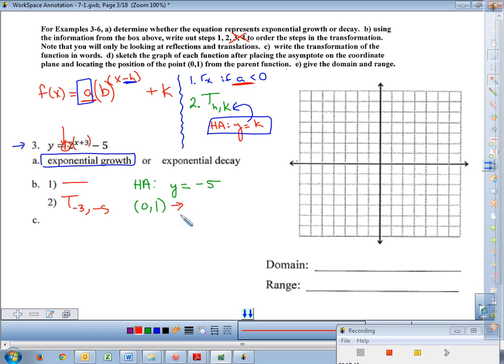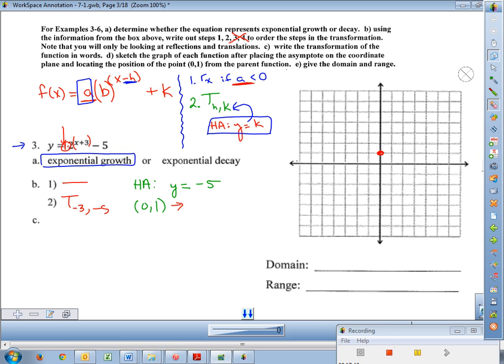What if it did? Where would it go? Here it is. There's 0, 1 right there. And if I reflect it over the x-axis, wouldn't it go right there? Doesn't it totally change it to the point 0, negative 1 instead? You with me on that? But did that happen on this problem? Yes or no? No. Didn't it move 3 units left and 5 units down, correct?